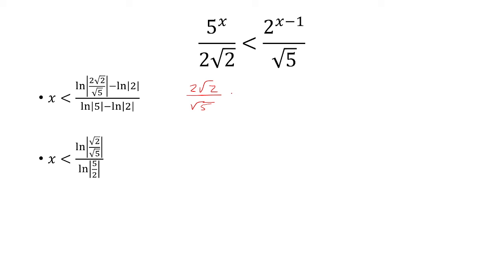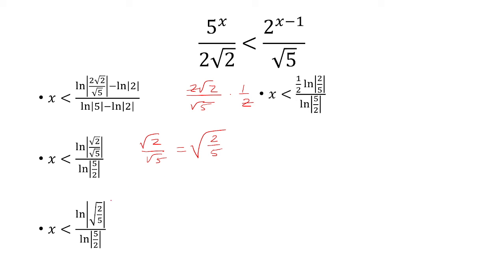Well, dividing by 2 is the same thing as multiplying by the reciprocal. And so these 2's are going to cancel. So we're just left with root 2 over root 5. And root 2 over root 5, you can put it under the square root and just say 2/5 like this. So that's what I did at the top.